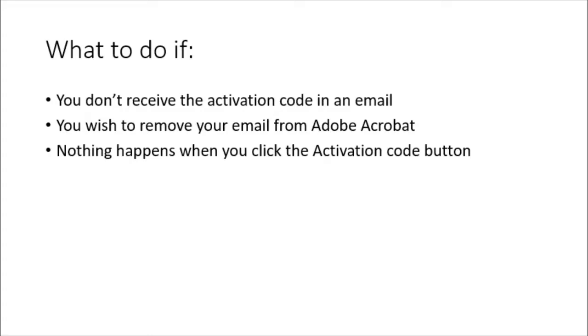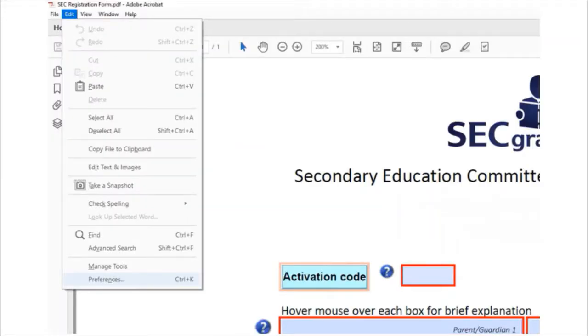Sometimes applicants can have some issues with requesting the activation code. So here's what you need to do if you don't receive the activation code in an email, or nothing happens when you click the activation code button, or if you would just like to remove your email from Adobe Acrobat Reader DC after you've finished this process. Go back to the form in Adobe Acrobat Reader DC. Click Edit and then select Preference from the drop-down menu.